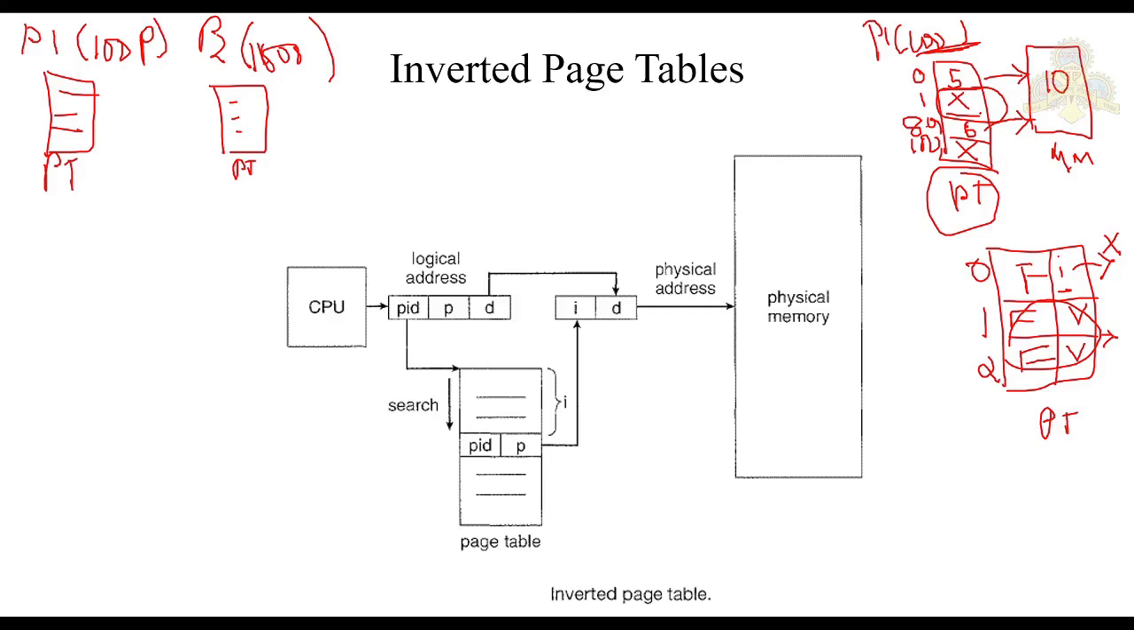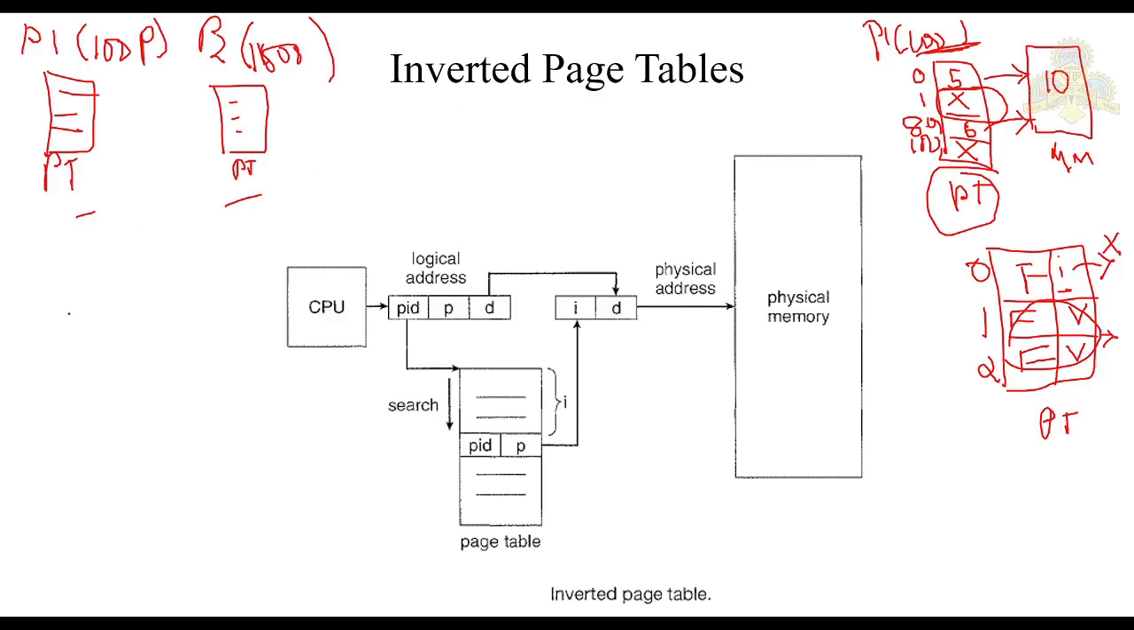In the inverted page table, basically what will happen is, for each process we normally have one page table. But here in the inverted page table, in the system only one page table would be there for all the processes. In the inverted page table, the information about only those pages of the processes which are there in the main memory is stored.